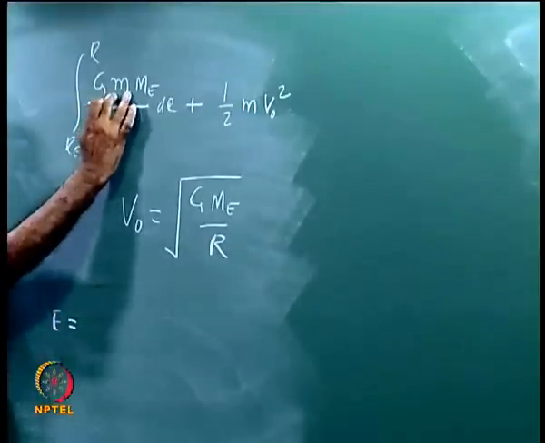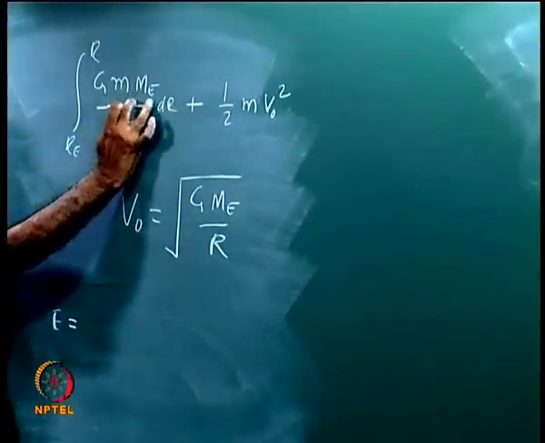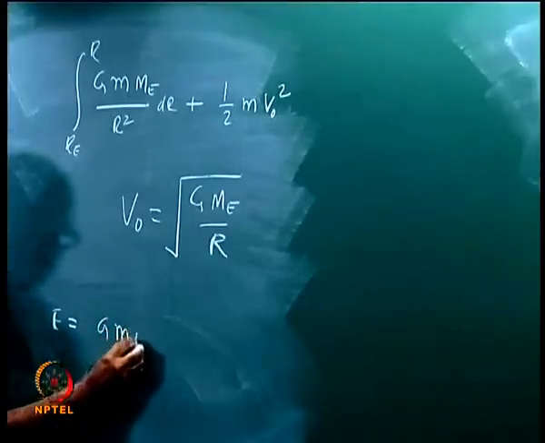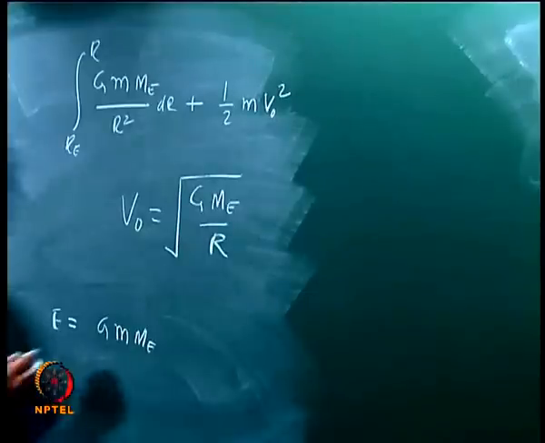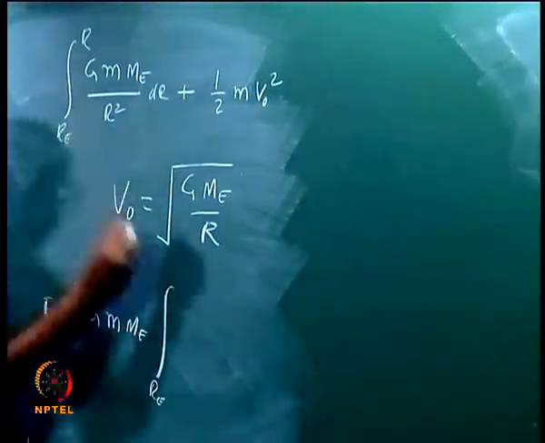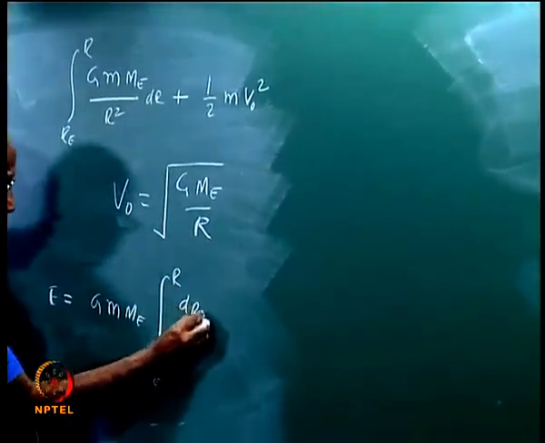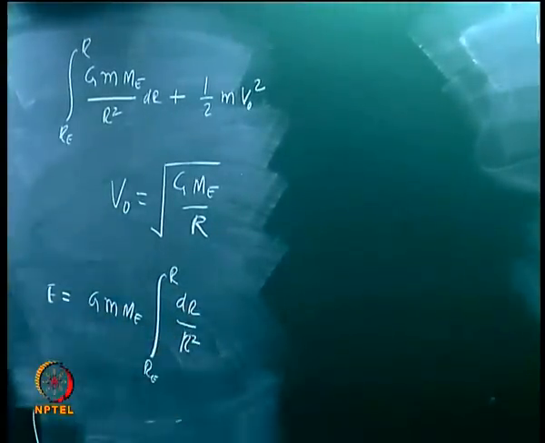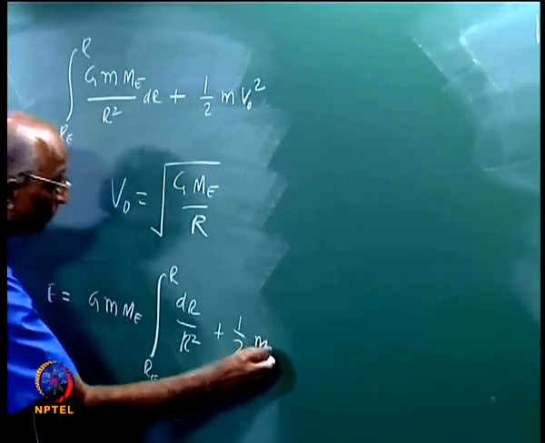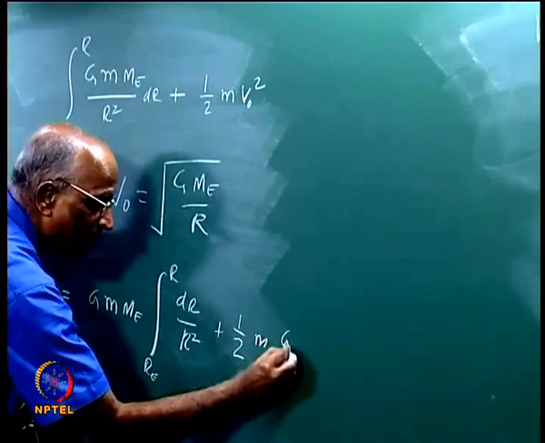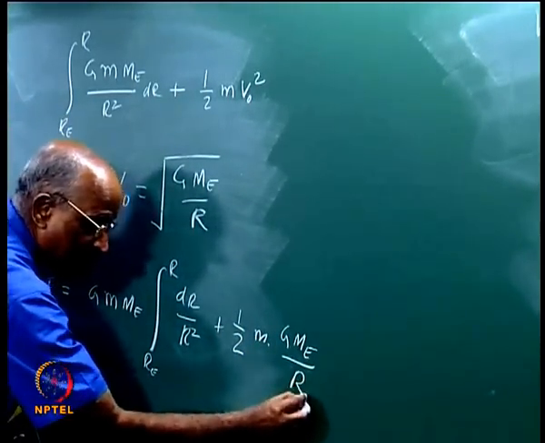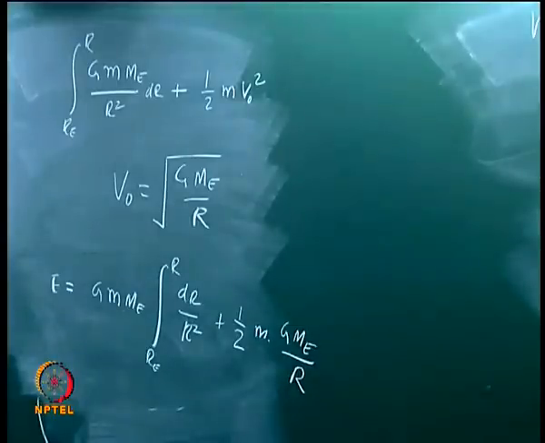Therefore I can say that the total energy in orbit is equal to, let us integrate this out. The mass of the object is constant, the mass of the earth is constant, therefore I have the gravitational constant G m me into the integral from Re to r of dr by r square, plus I have half m, what is v0 square? G me by r, at that particular radius r, is it all right?